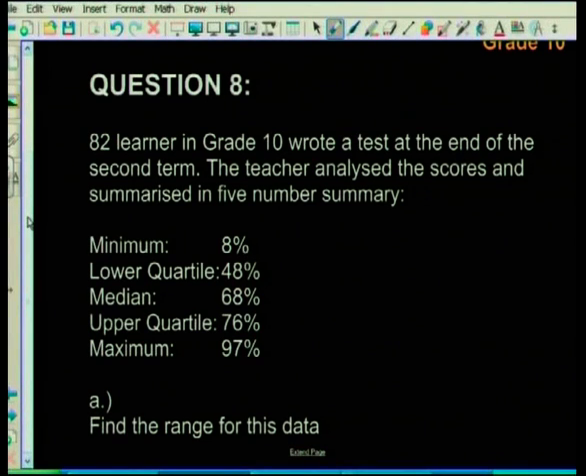82 learners in grade 10 wrote a test, again a test, at the end of the second term. The teacher analyzed the scores and summarized in the 5-number summary. So the minimum value was 8%. The maximum value was 97. The median, also known as Q2, was 68, Q1, 48, and Q3, the upper quartile, 76%. Right, let's look at the questions.